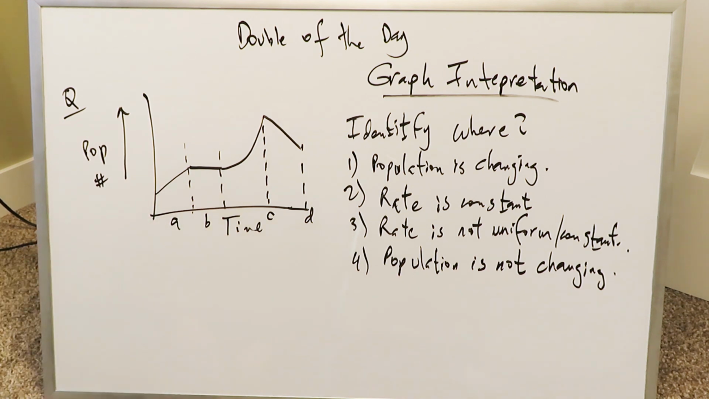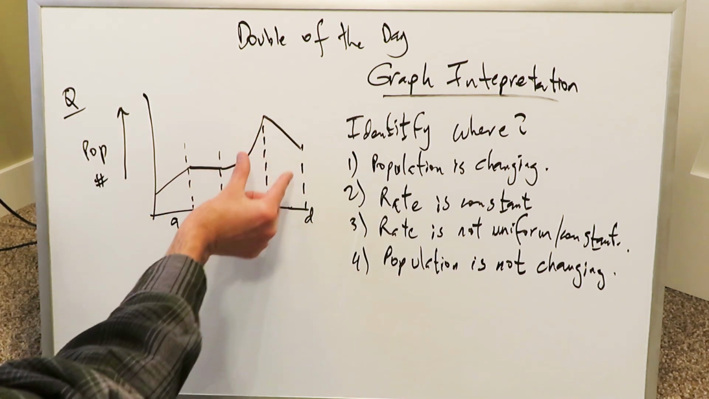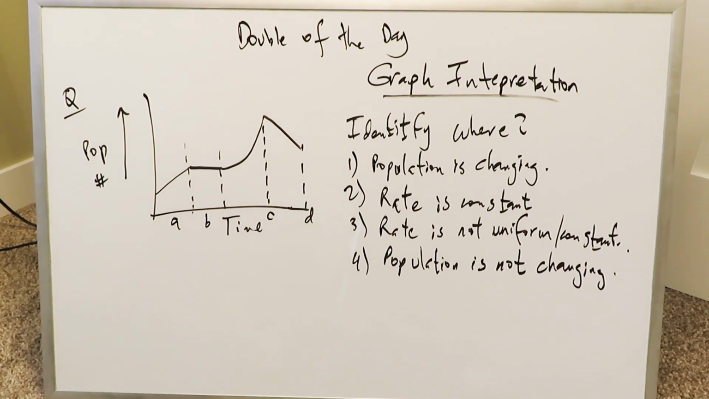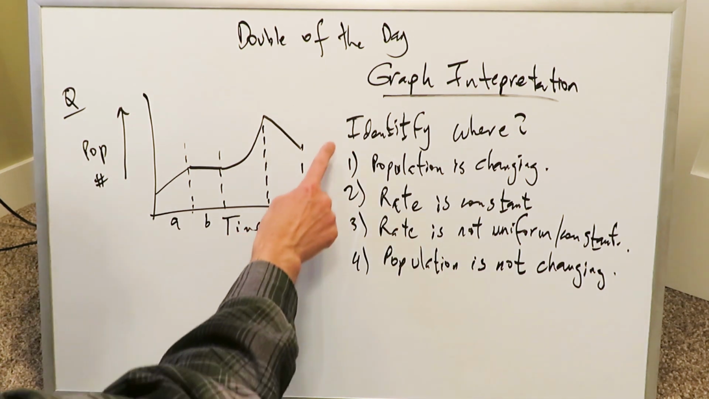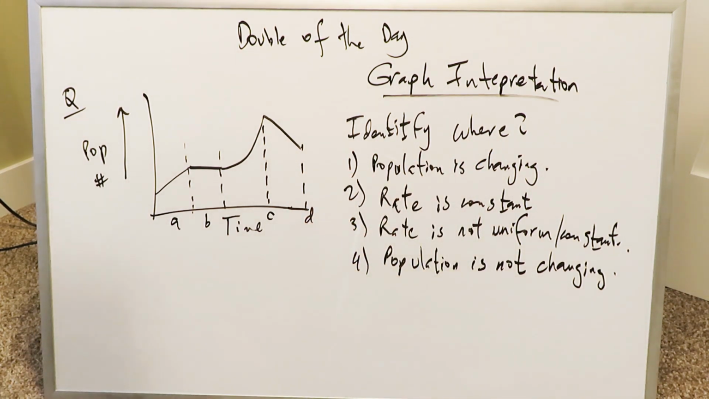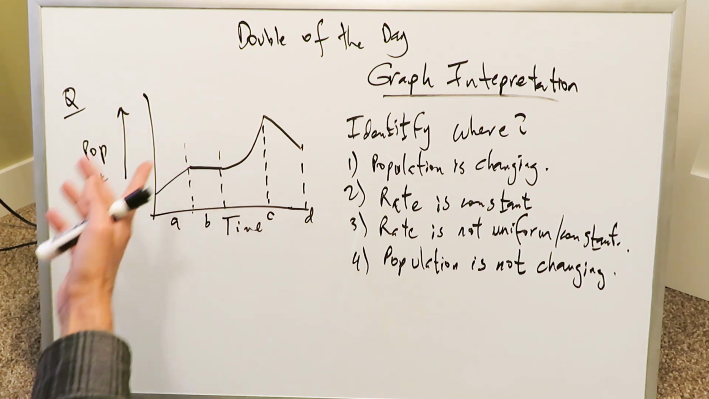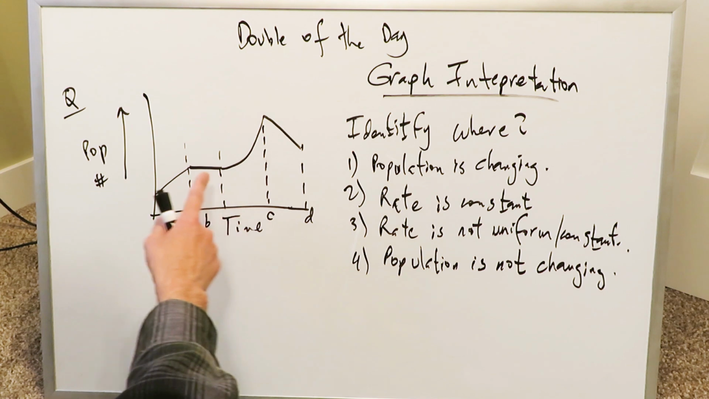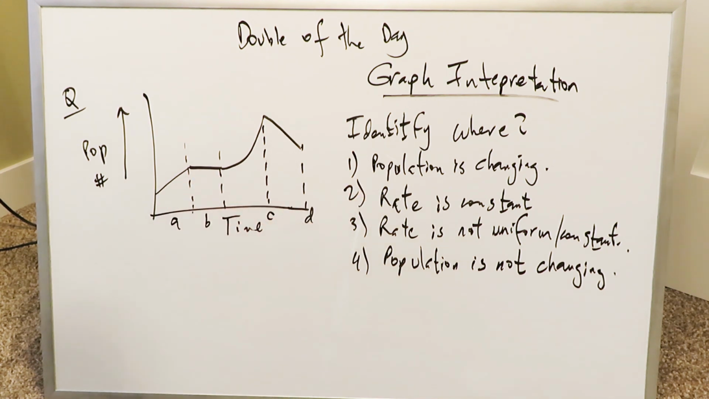There's a specific piecewise function which has several portions, and it has been split into these intervals A, B, C, D. We have to identify and answer these questions. We have to identify where 1, 2, 3, 4 is occurring. If you're looking at the population of this specific species, or whatever it might be, let's start with number 1. We have to identify where on this graph the population is changing.